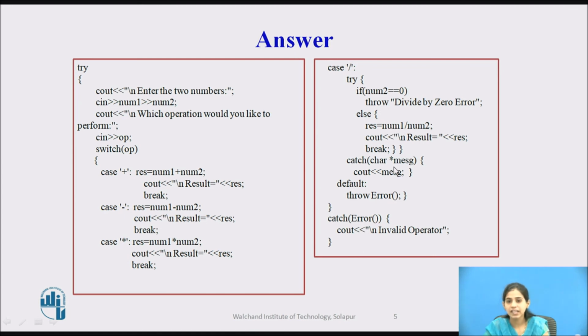After that we use the catch block for handling that exception. So here the throw keyword is throwing the exception and here they are throwing the message. So catching this message, here we create the character type variable char star message, and then in the catch block we display the message on the screen by using the cout. In the default we throw the error function, and after that we close this try block. Here again we declare the catch block, and in the catch block we display the message on the screen, invalid operator.